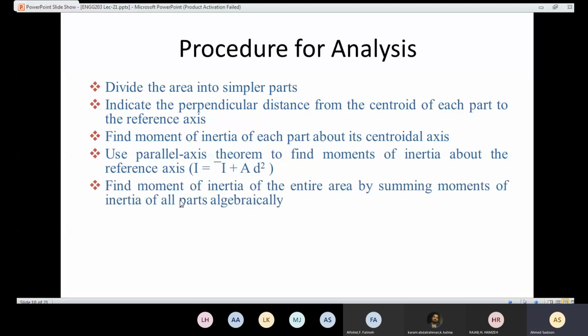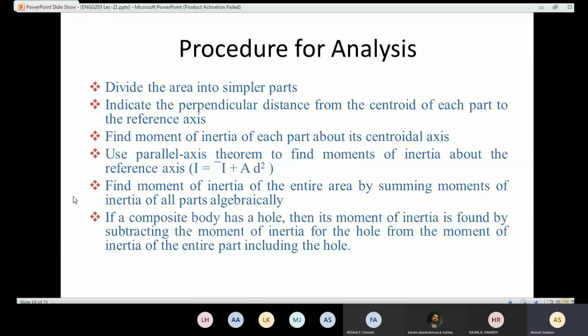Then I'm going to find the moment of inertia of the entire area by summing the moments of inertia of all parts algebraically. Algebraically means that the positive is going to be positive and the negative is going to be negative. Then, if the composite body has a hole, the moment of inertia is found by subtracting the moment of inertia of the hole from the moment of inertia of the entire part, including the hole. So if I have a hole, its moment of inertia is going to be negative when it comes to the summation.